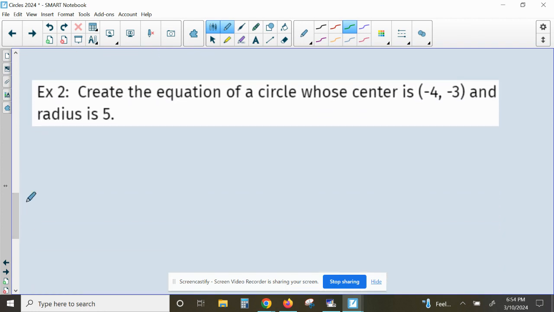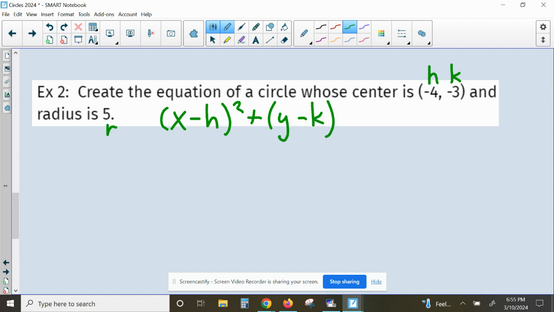Number 2, create the equation of a circle whose center is (-4, 3) and radius is 5. Now, obviously, we have everything we need. So we do have our r right here and our (h, k) right here. So all we have to do is write our equation of a circle. So we have the quantity of x minus h squared plus y minus k squared equals r squared.